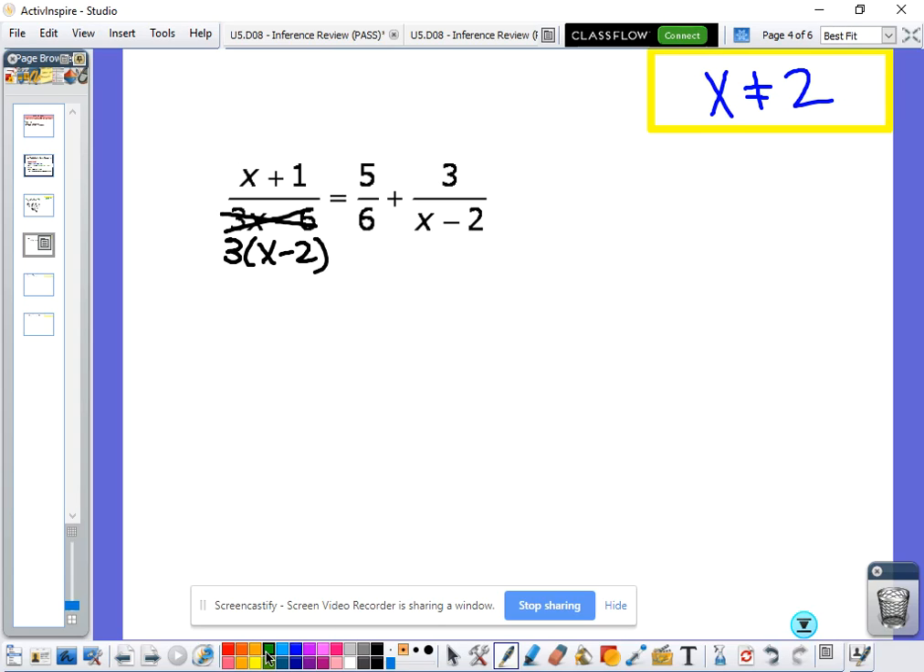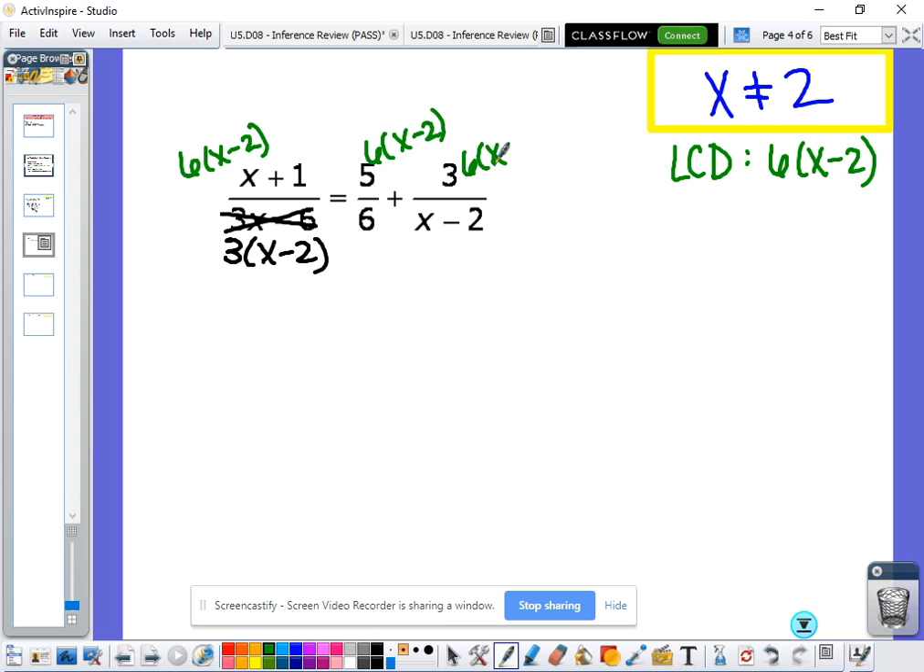Then I have to state my least common denominator. In this particular case, my least common denominator is 6 times x minus 2. Then I'm going to multiply all the numerators by 6 times x minus 2. Doing so, I'm going to get rid of all my denominators. I'll be able to simplify things nicely. So these x minus 2's will cancel out. 6 and 3, that'll reduce to a 2 up top. The 6's will reduce. Same for the x minus 2's.